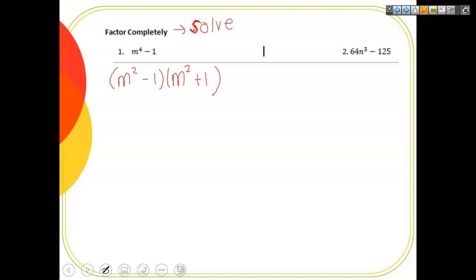And then you should notice that n squared minus 1 is a difference of squares again. So that becomes n minus 1, n plus 1, n squared plus 1. Remember, a sum of squares is not a formula.